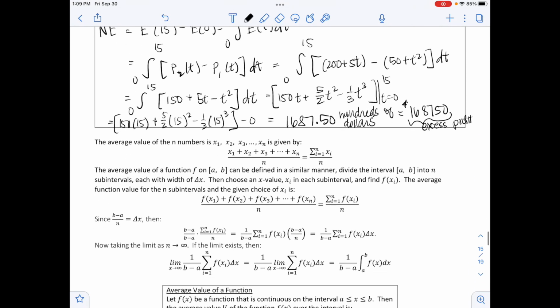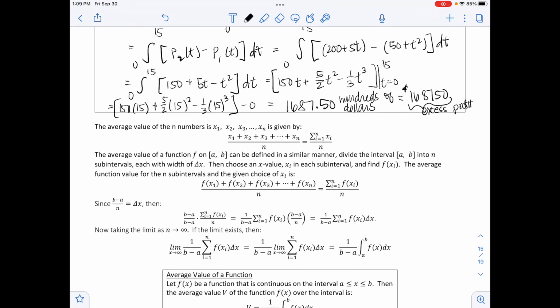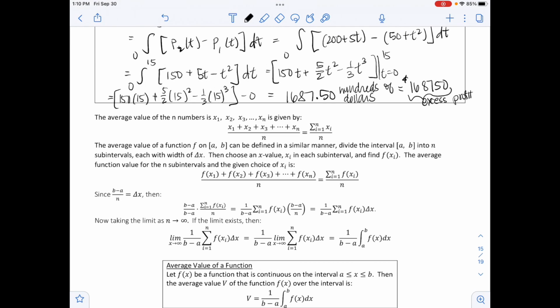So right below this, we have the average value of n numbers you would find by adding up all those numbers and dividing by n. The average value of a function f on a to b can be defined in a similar manner, dividing the interval a to b into n subintervals, each with a width of delta x. Then choose an x value, x sub i, in each subinterval and find f of x sub i, the average function value for the subintervals, and the given choice of x sub i is going to be, so you're adding up all those y values and dividing by n.